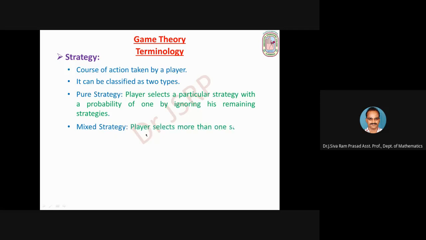And another one is mixed strategy. Mixed strategy means the player selects more than one strategy with some fixed probability. If the player selects more than one strategy, in that case, the strategies are called mixed strategy, or the player follows mixed strategies. So pure strategy means selecting only one strategy. Mixed strategy means selecting more than one strategy with some fixed probabilities. These are the two types of strategies selected by players.